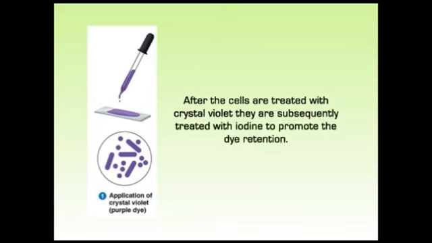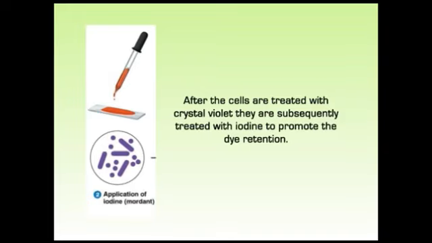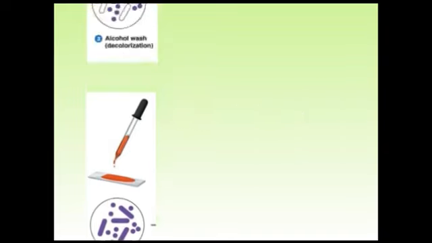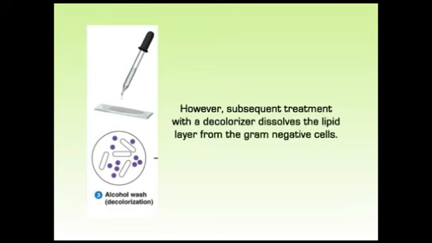Here, gram staining is based primarily on the ability of the bacterial cell wall to retain the crystal violet dye. The cell wall of gram-positive organism has a higher peptidoglycan and lower lipid content than the gram-negative organism. So after the cells are treated with crystal violet, they are subsequently treated with iodine to promote the dye retention. However, subsequent treatment with a decolorizer dissolves the lipid layer from the gram-negative cells.